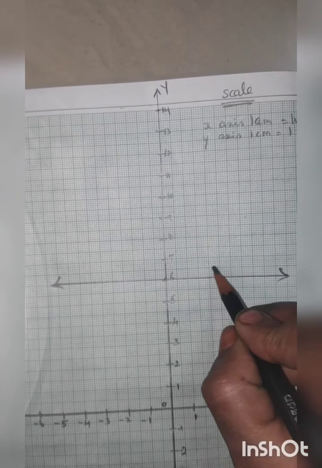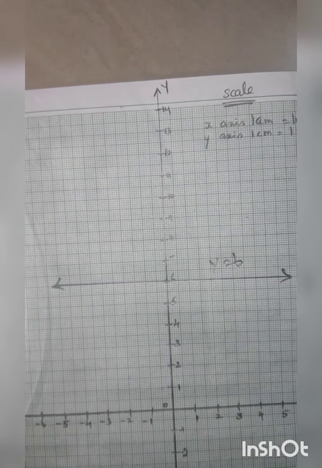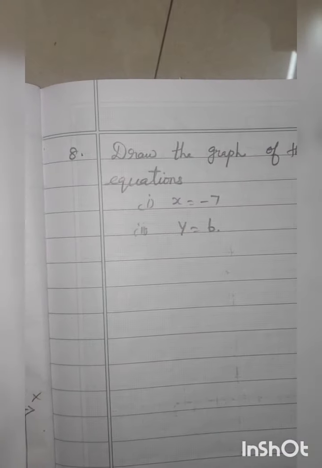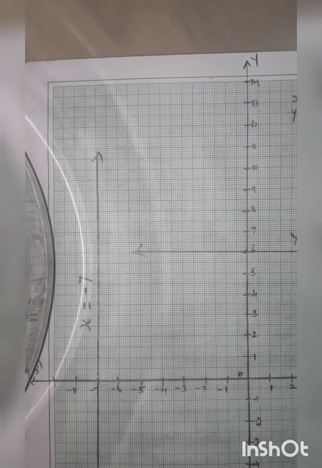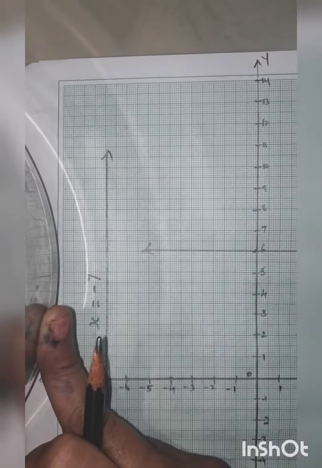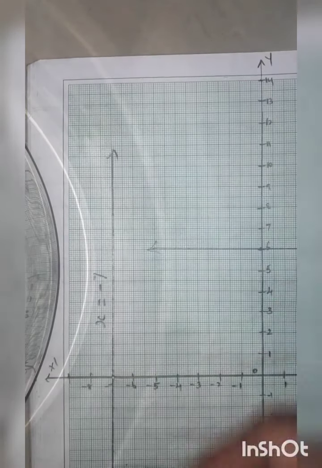Here the given equation is what? y equal to 6. That's all for the sum. Draw the graph of the following: x equal to minus 7, y equal to 6. Very easy sum. On the x axis you write minus 7 here, keep the point and draw the line straight.